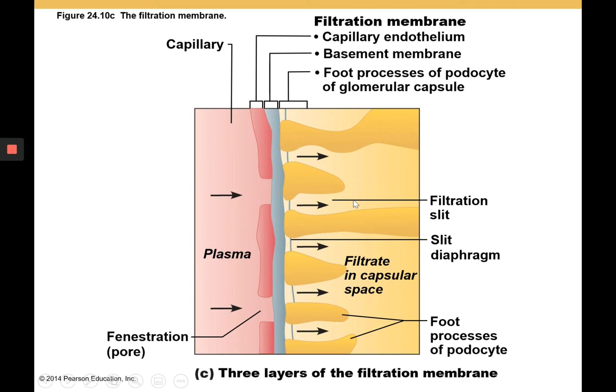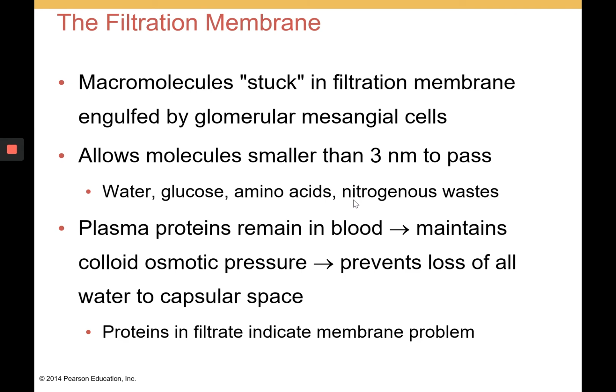So cells and proteins, including plasma proteins, should never be in the capsular space. They will stay in the glomerulus. Macromolecules like plasma proteins and really large carbohydrates can get stuck in the filtration membrane. They are then engulfed by glomerular mesangial cells, and we'll see that only things that are small, about 3 nanometers, can pass through the filtration membrane completely. So here's a quick list: water, glucose, amino acids, and nitrogenous waste. An example of a nitrogenous waste is urea.